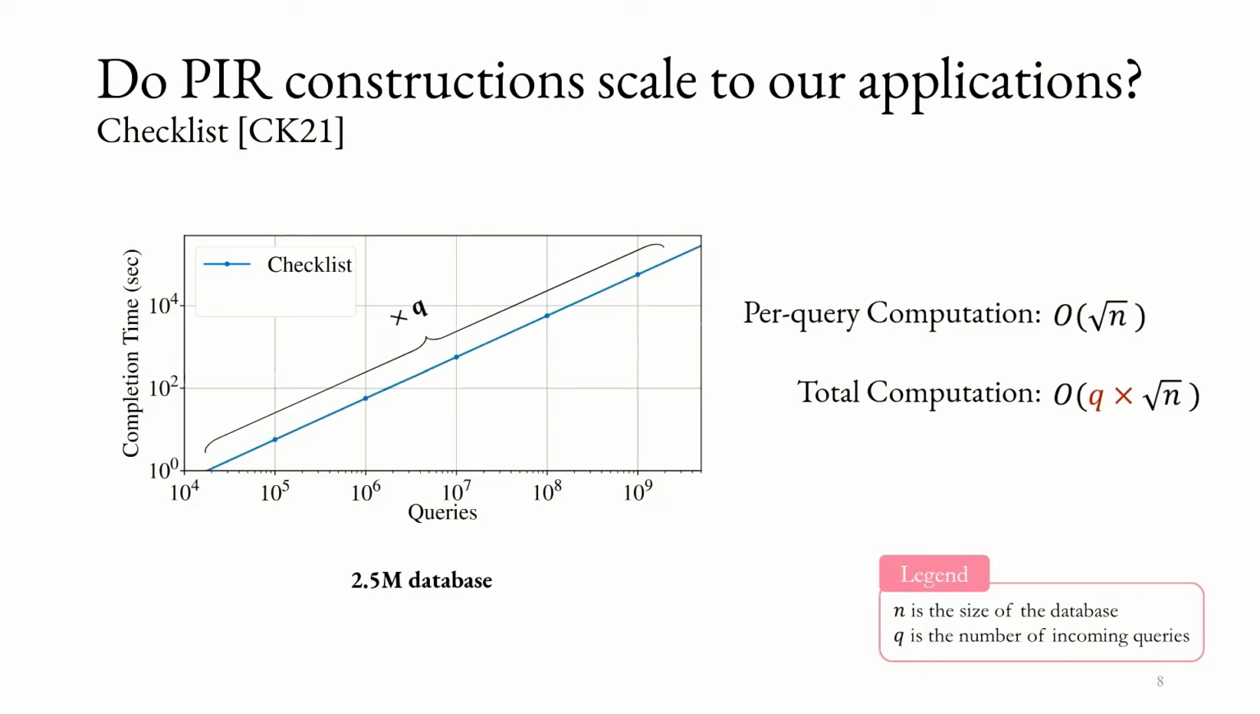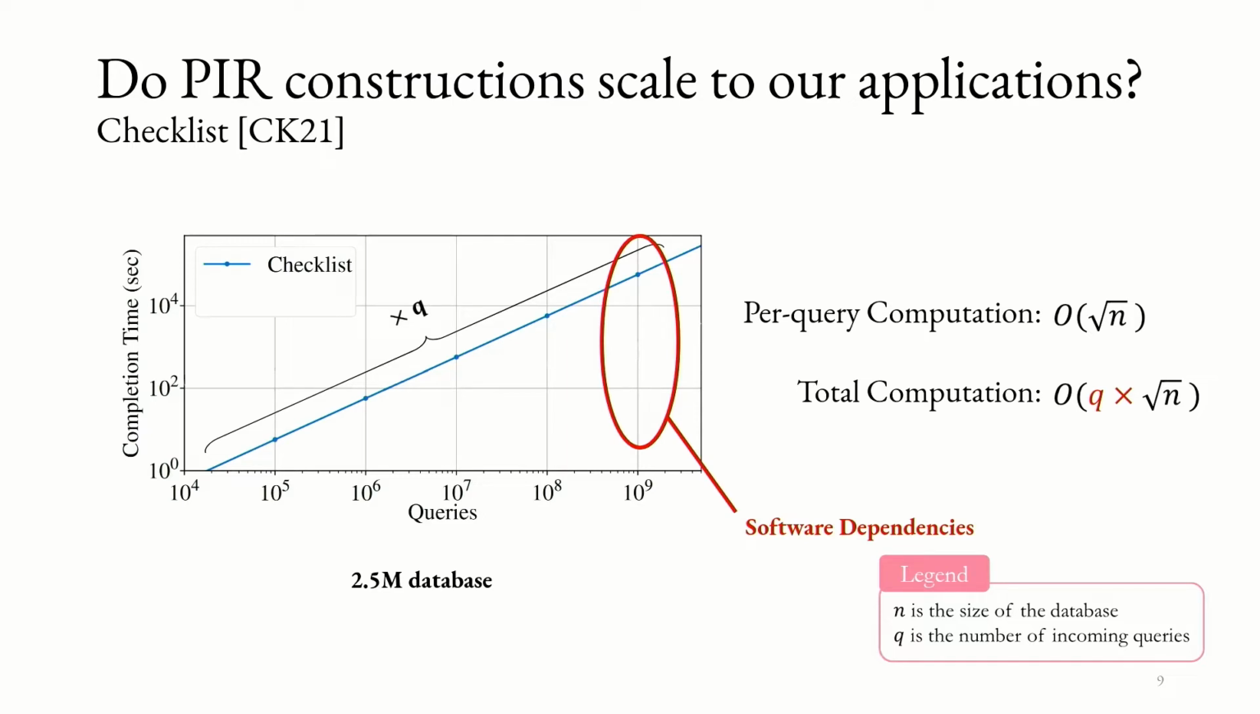The computation complexity in Checklist is in the order of square root n per isolated query. This is pretty good for PIR, since that level of server work is generally required for privacy. However, Checklist handles every one of these queries separately. So it has to pay the square root overhead for each query, which means that for Q queries, the total computation time is O(Q times square root n).